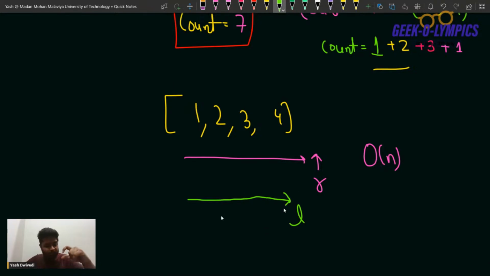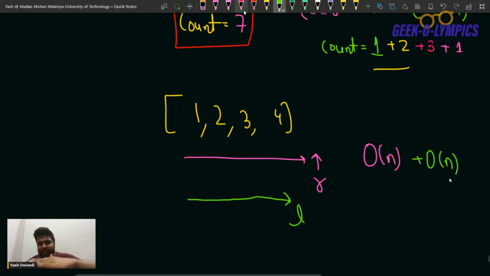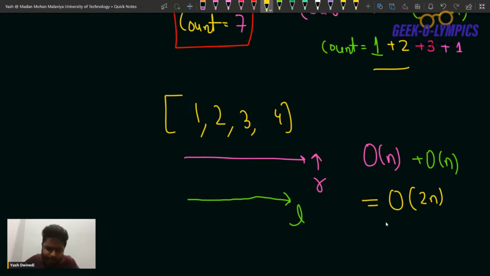This is not a nested loop. Why? Because L is not always starting from here and ending here, right? Once L has passed a particular index, it does not repeat. So L is moving from here to here only one time. That is why you can say that L will also, in the worst case, take how much time? Order of n time for iterating through the array, because it is uniquely iterating. So we can say that the overall time complexity will be order of 2n, and order of 2n is nothing but order of n only, right? So the time complexity of our approach is order of n.